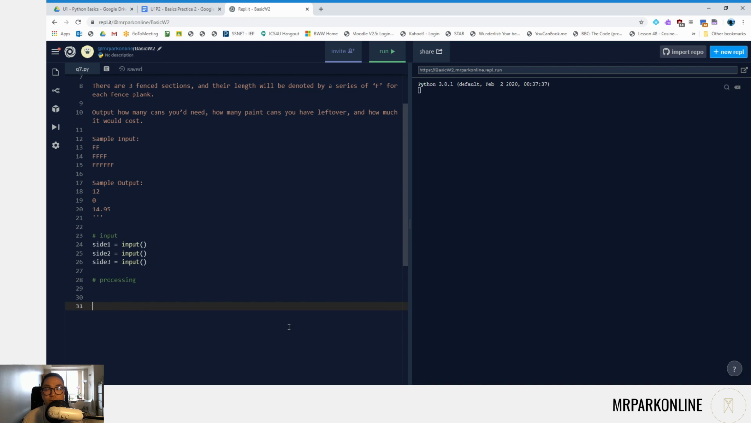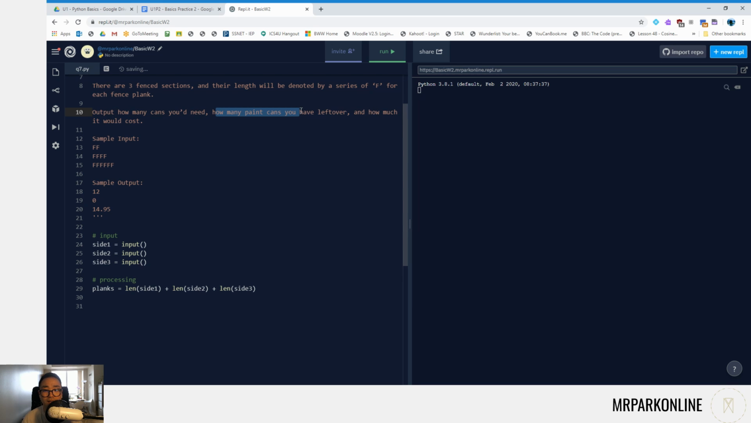At this moment, what I want to do is count how many Fs, how many planks I have, and we're going to store that in a variable. So let's go planks is equal to the length of side 1. Because side 1 is a string data type, we're going to count how many characters it has, and it's going to be a series of Fs. So if it had 2 Fs, that means we have 2 planks on side 1. And with the same logic, we're going to go plus the length of side 2 and plus the length of side 3. So we just determined how many paint cans we would need.